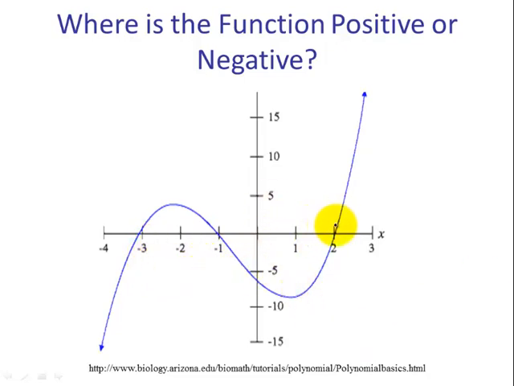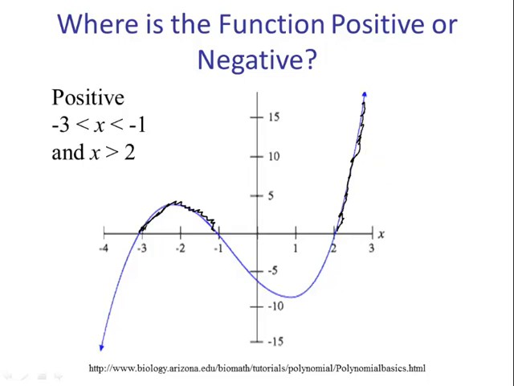So for this example, this is above the x-axis and also this region. So we have two regions that are above the x-axis. So we would say that this function is positive between -3 and -1. That's this region. And also when x is greater than +2.